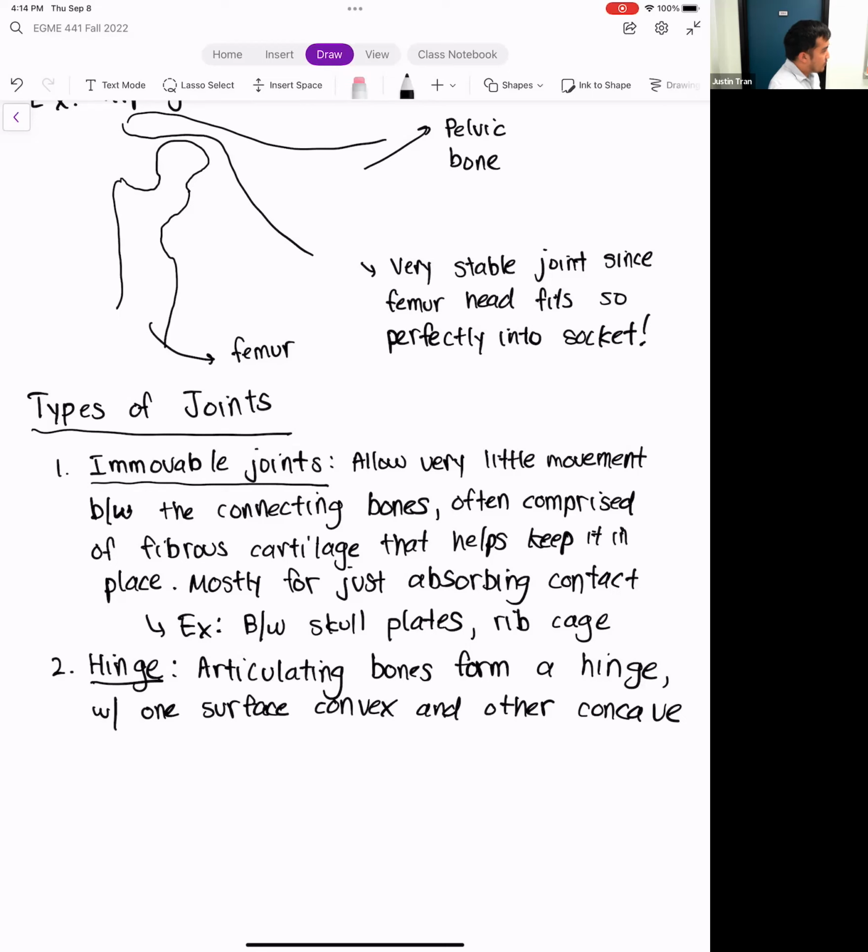So there's a lot of examples of these in the body, but I think the ones that fit this description the best are actually the joints in between your finger bones. Okay? If you look at your finger bones, these are probably the most perfect example of the hinge joint in your body, because you can't really move your fingers side to side, and they mostly just curl just like a hinge. Okay?